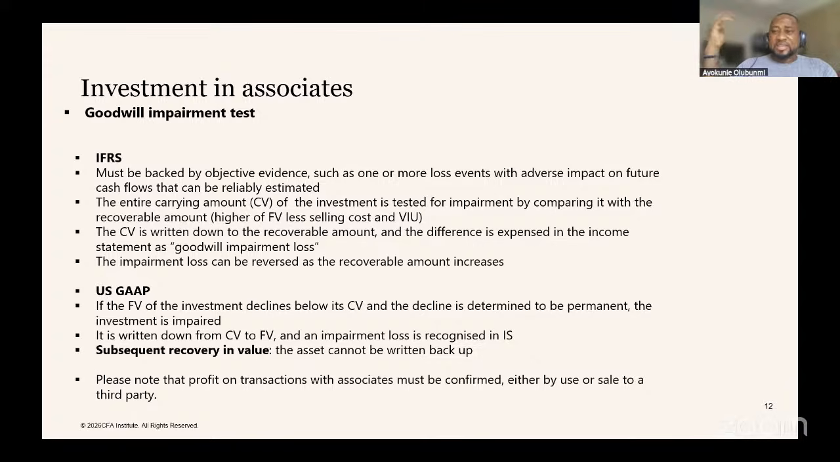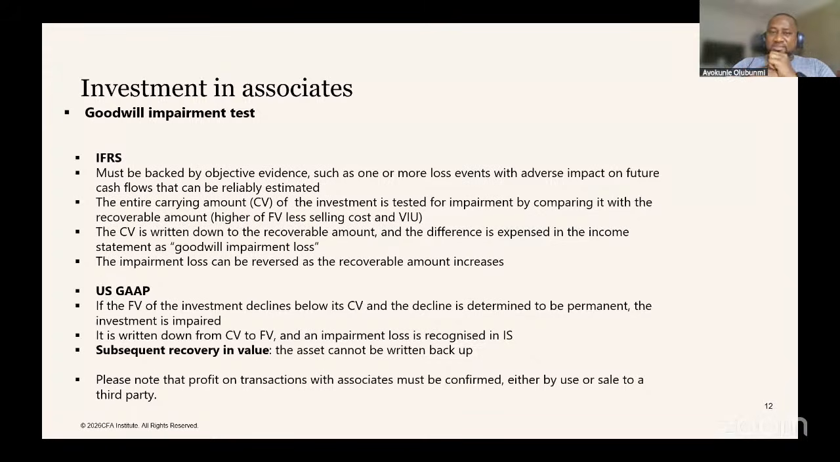If the carrying value is higher than the recoverable amount, we say that asset is impaired, and the level of the impairment is the difference between the carrying value and the recoverable amount, and this will be expensed in the income statement. And of course, we need to write down the carrying value to the recoverable amount.